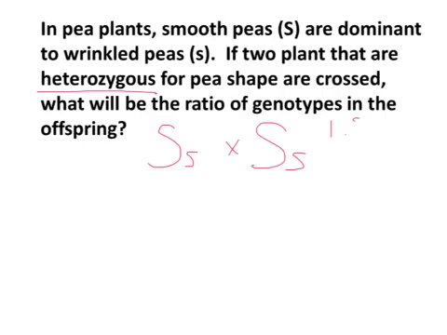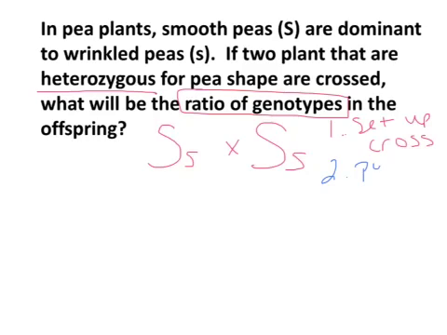Step 1 is I need to set up my cross. I need to know what my mom and my dad are. So first of all, I set up my cross. And now I want to know my genotypic ratio. To do that, I need to build my Punnett Square. So that'll be step 2. I'm going to do my Punnett Square.